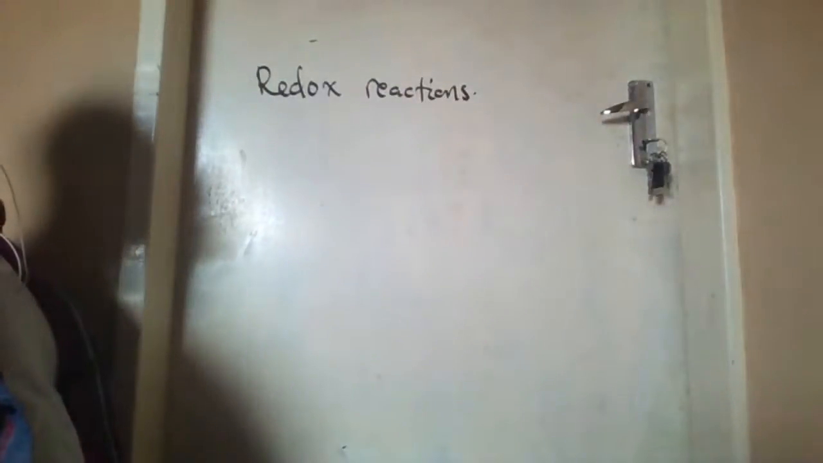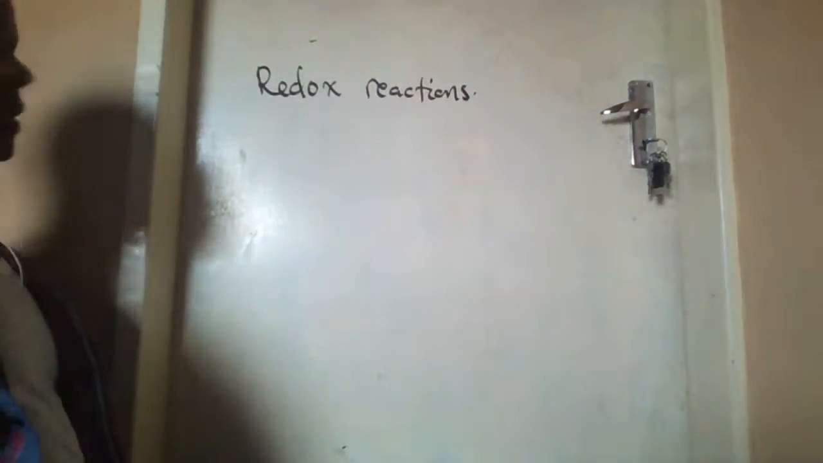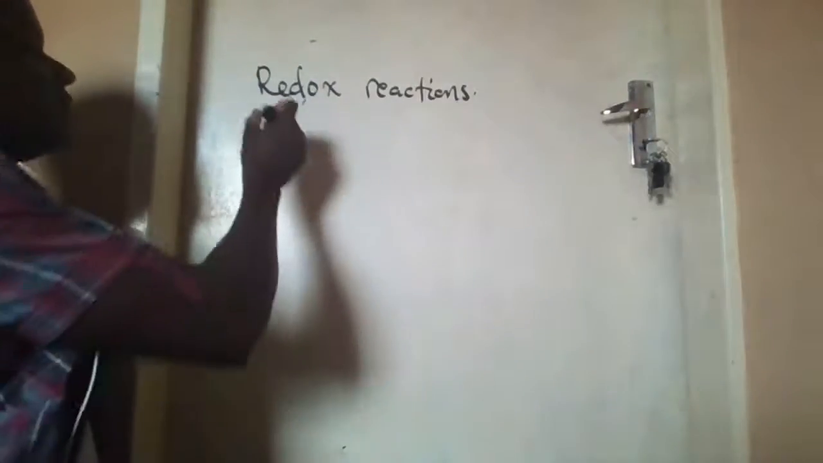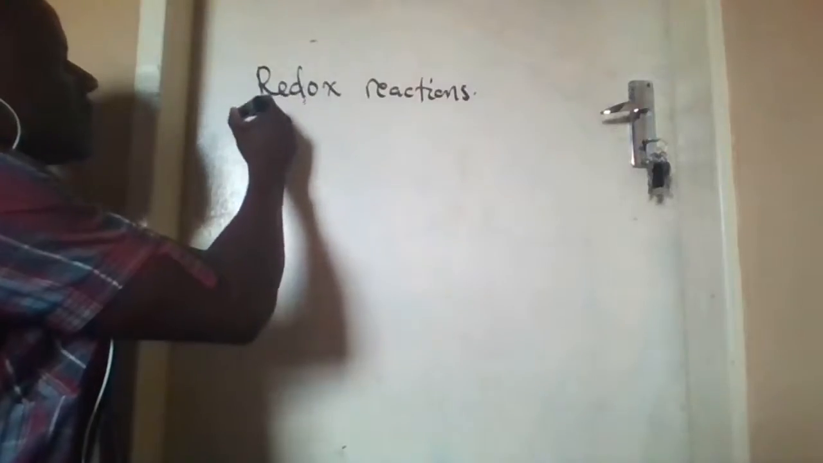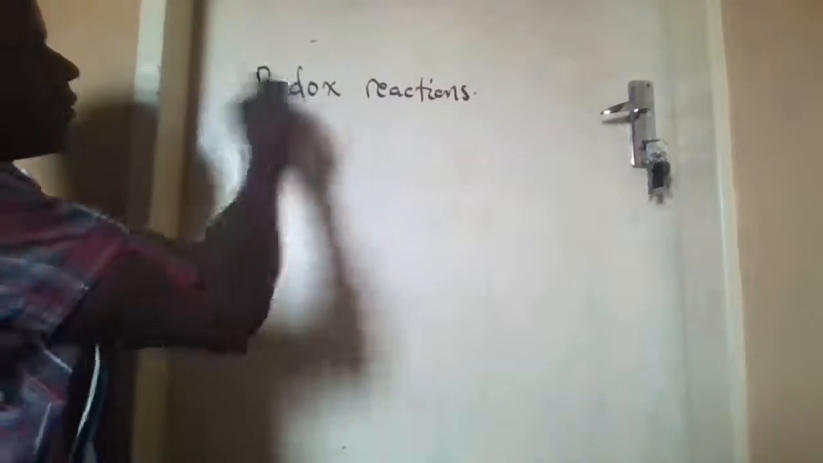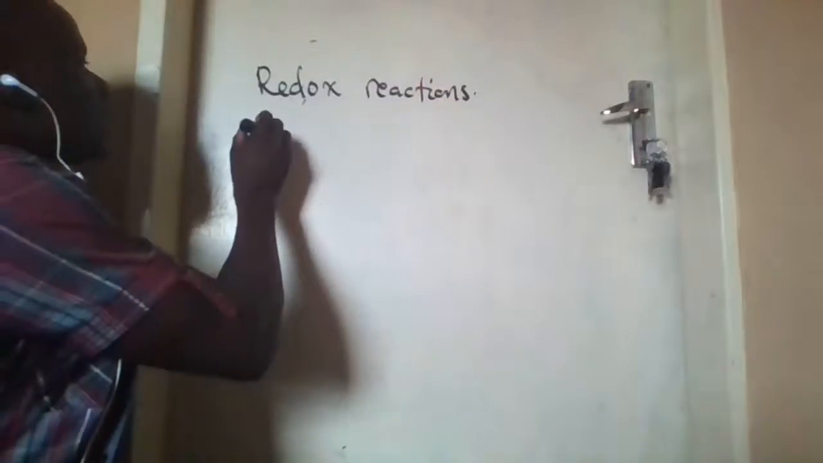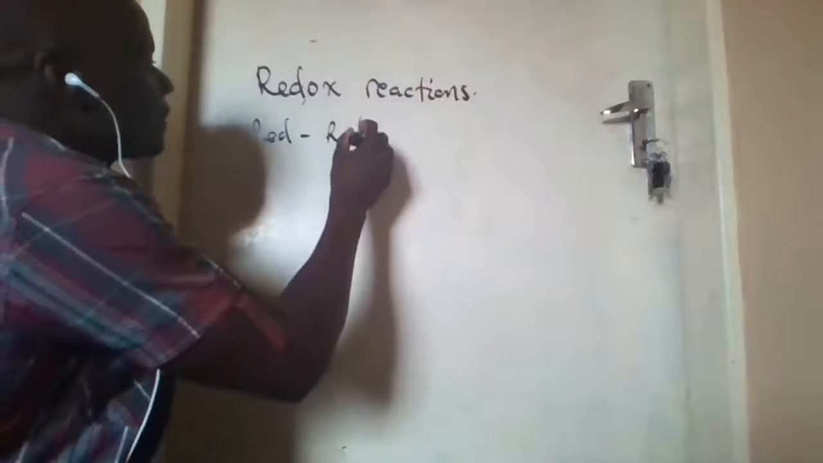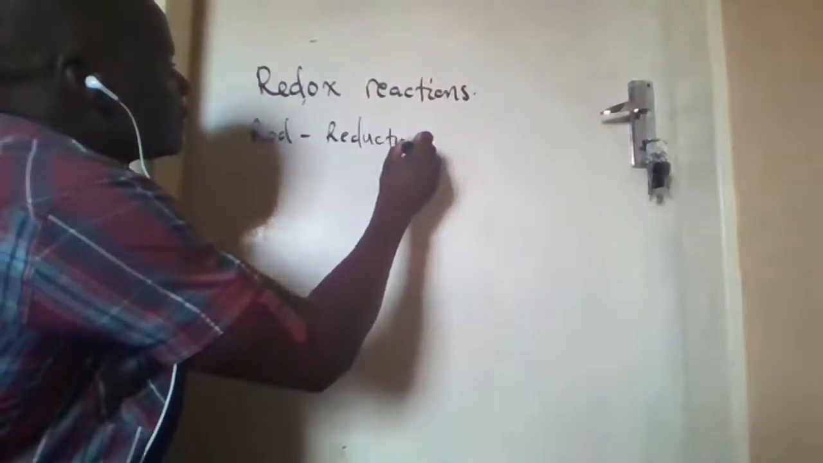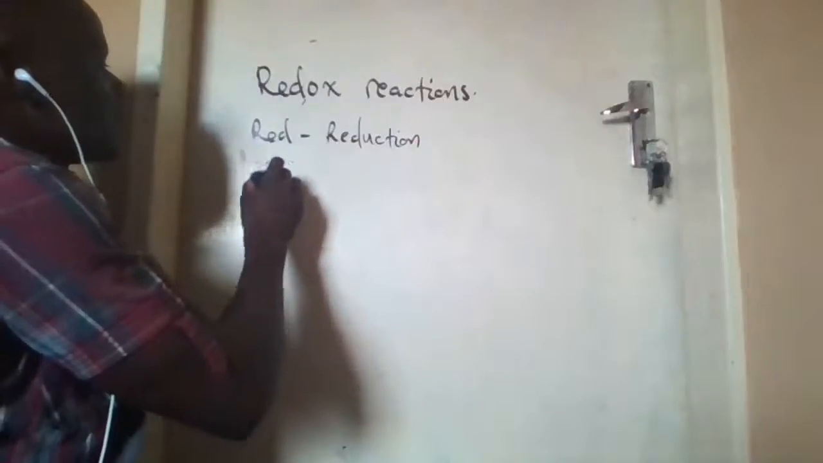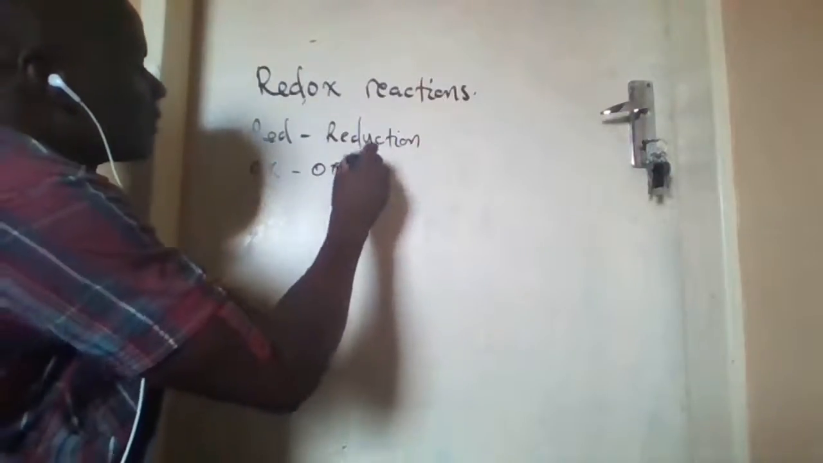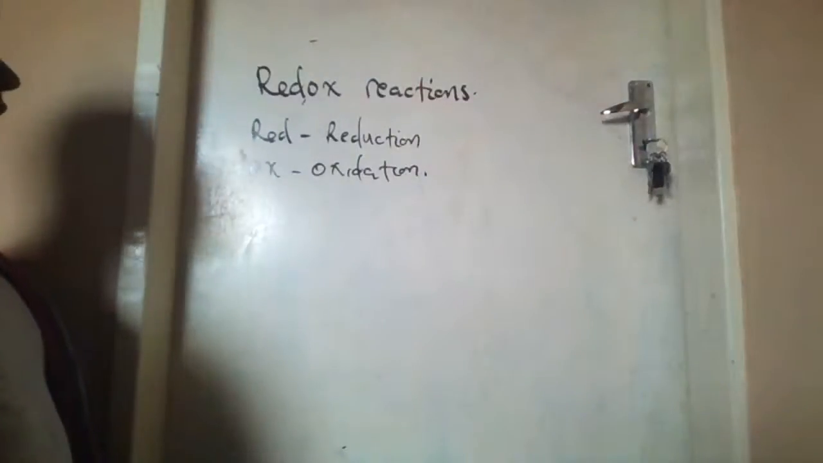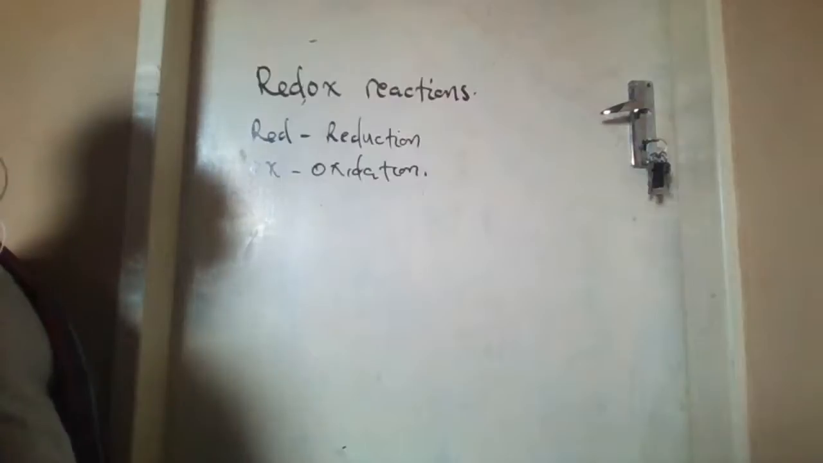Now, the word redox is a compound word which is made up of red and ox. The red stands for reduction, and the ox stands for oxidation. So these are two things that we're going to look at. One, there's reduction, and two, there's oxidation.